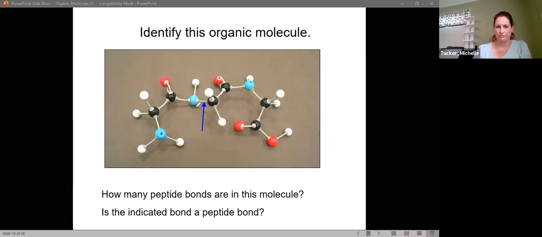It really depends on which way you have your model lined up. I always put my nitrogens on the left side. But if you're looking at a picture, you wouldn't be able to flip it over. So you just know it's between a carbon and a nitrogen, and that carbon has that double bonded oxygen.